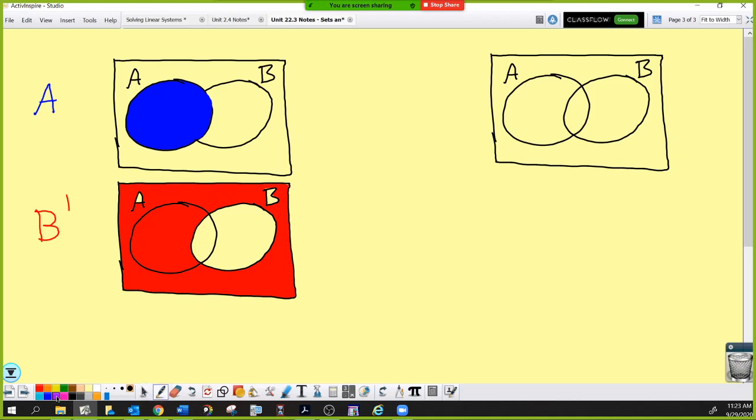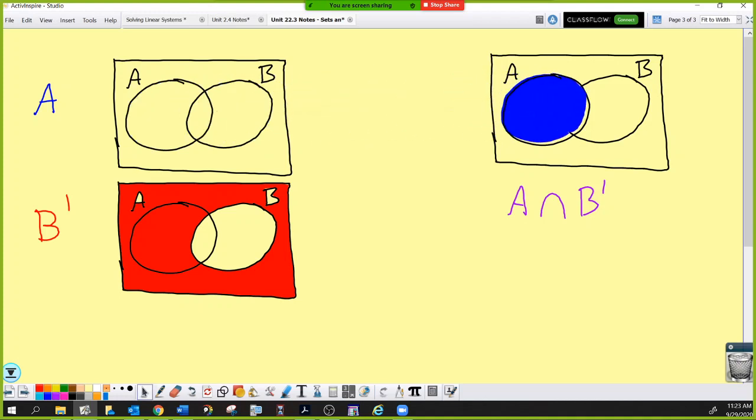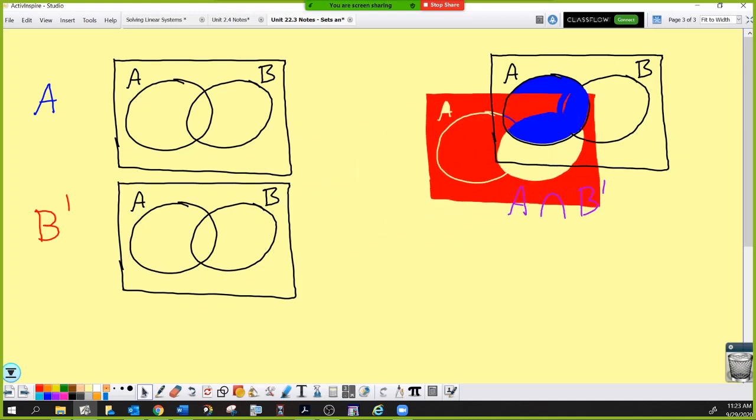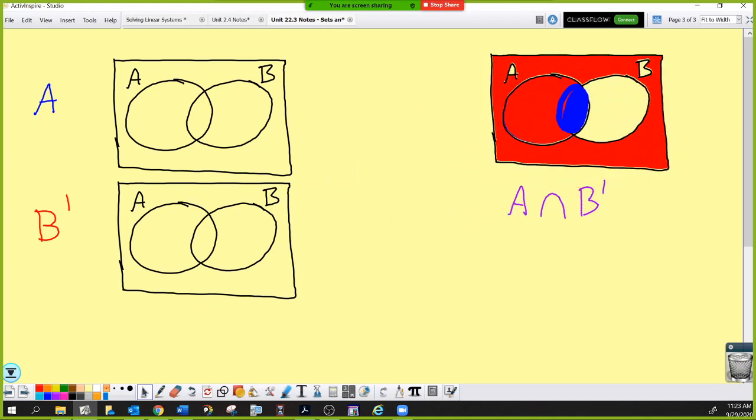Now, over here, we're going to do everything that A has in common with B prime. Comfortable? Ready for this? Magic. The overlapping stuff should have turned purple. That's why I wrote it in purple. And that purple stuff was there and there.